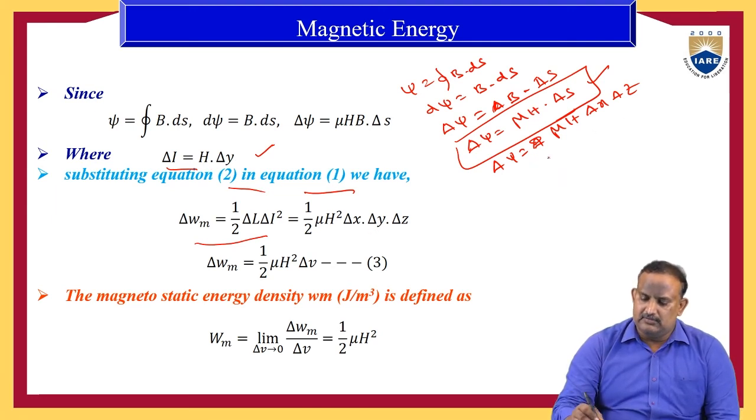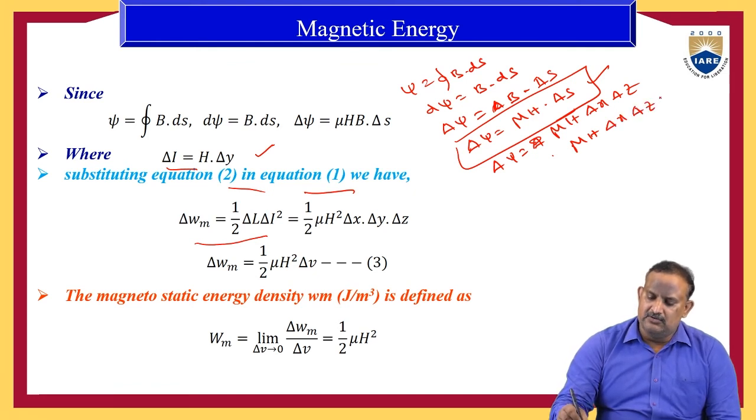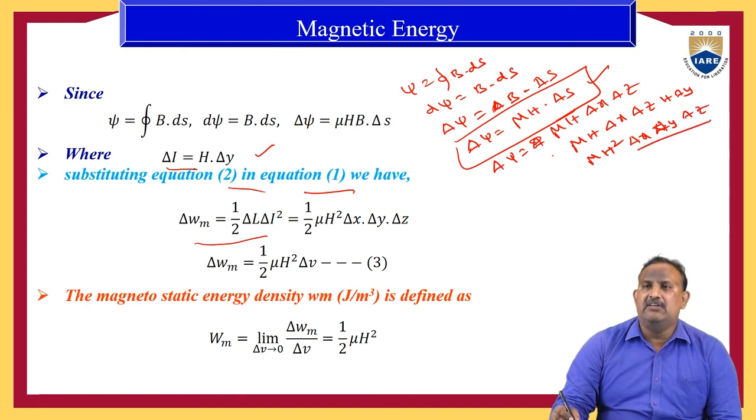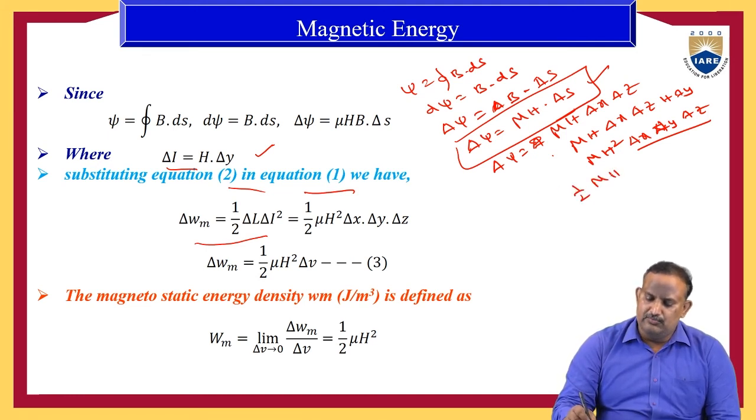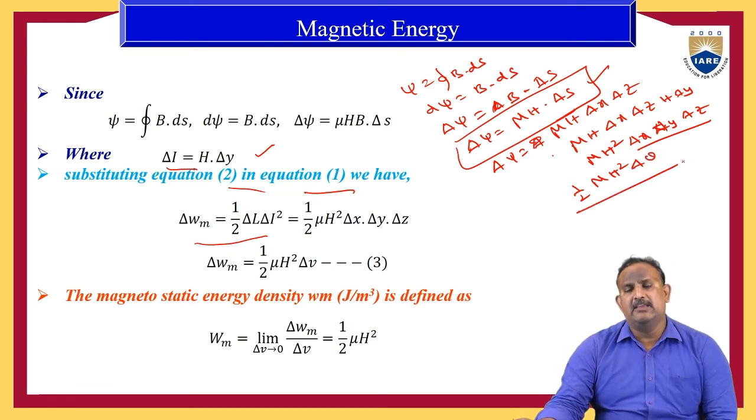Therefore, it becomes mu H into delta x into delta z into H into delta y, which is mu H squared delta x delta y delta z. Delta x, delta y, delta z is the change in volume. Therefore, with the half already there, it is half mu H squared into the change in volume.